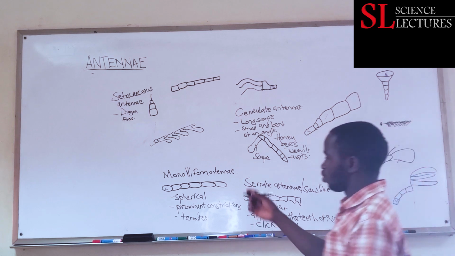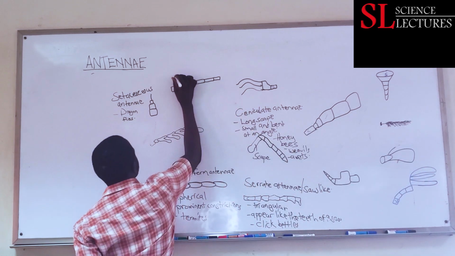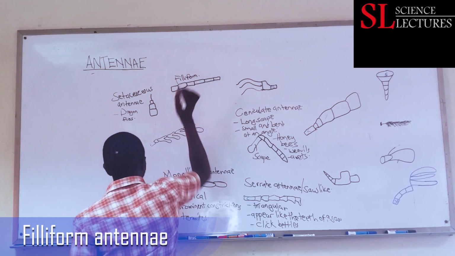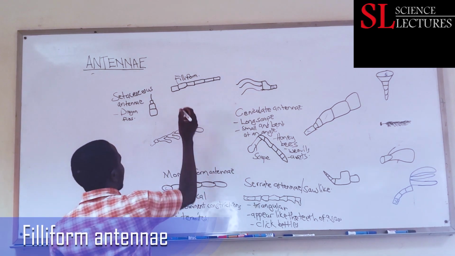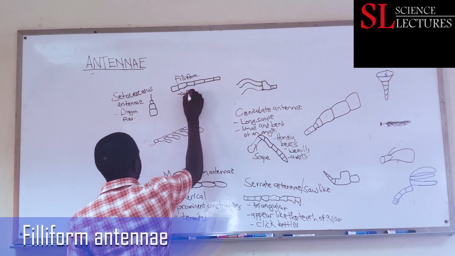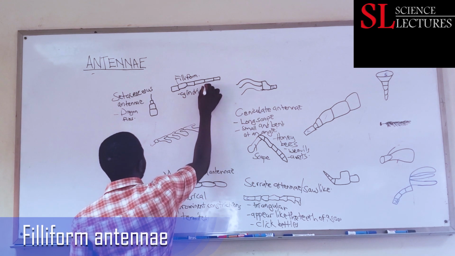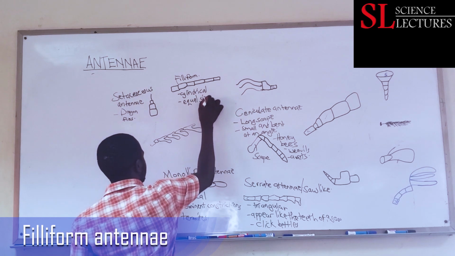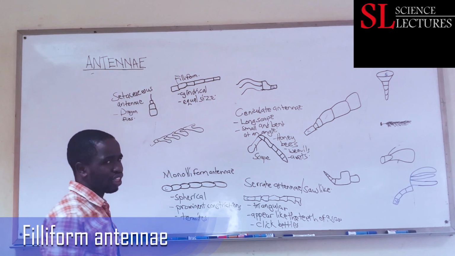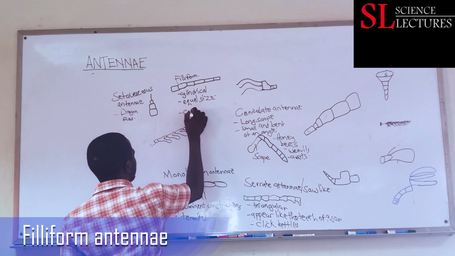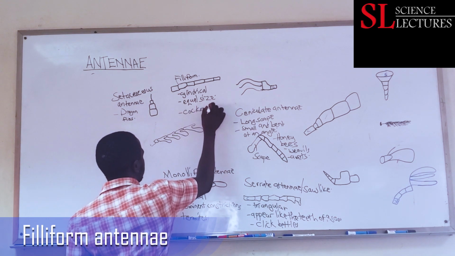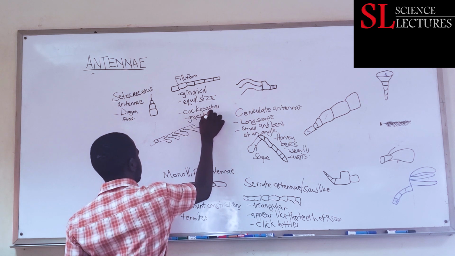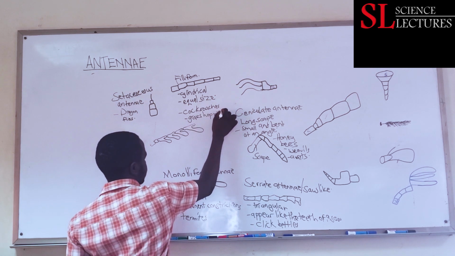Next, I want us to look at filiform antennae. Filiform antennae are cylindrical, and the segments are of equal size. Filiform antennae are the most common type of antennae we find in insects such as cockroaches and grasshoppers.